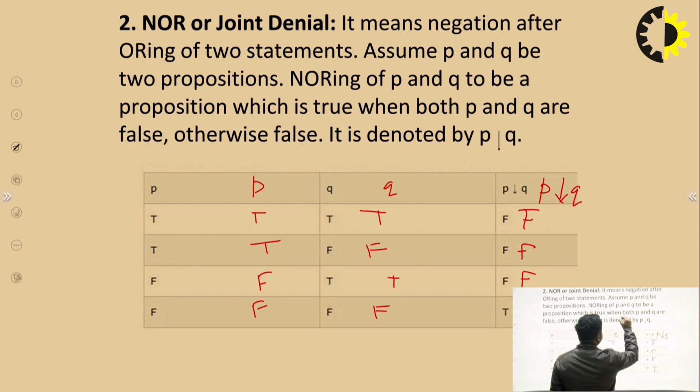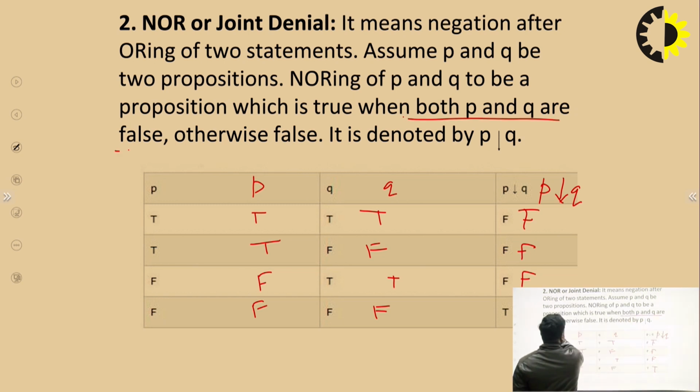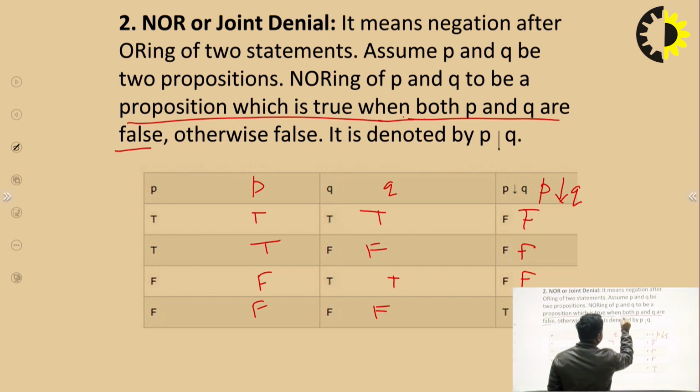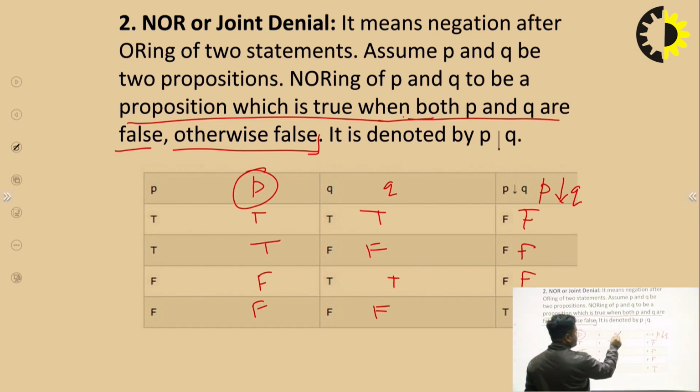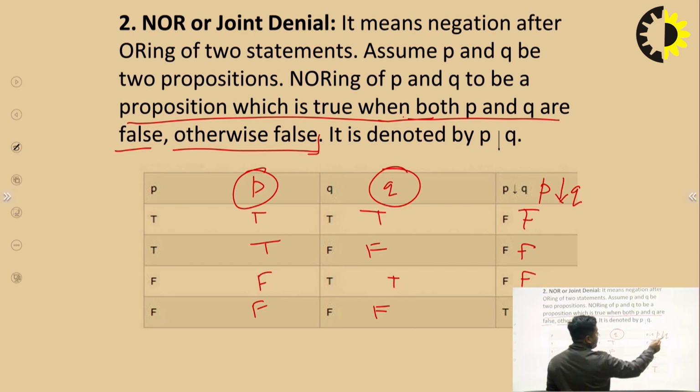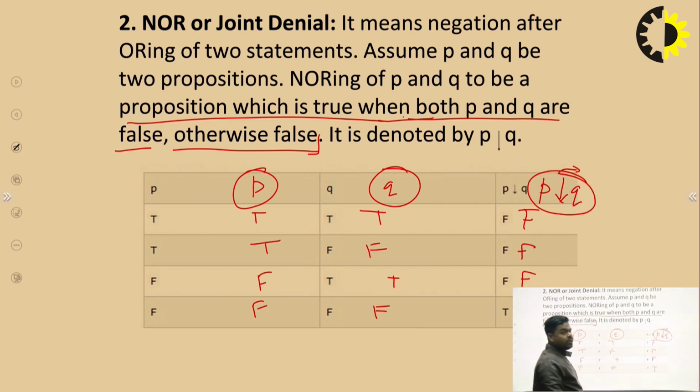Here we are saying that the proposition is true when both P and Q are false. Otherwise, all the conclusions will give false. Here you can understand that P is one statement, Q is one statement, and this is our conclusion.